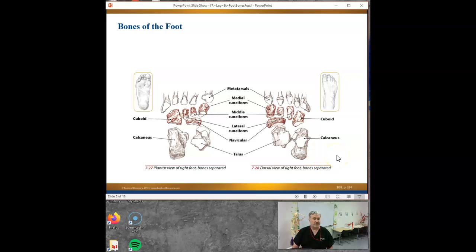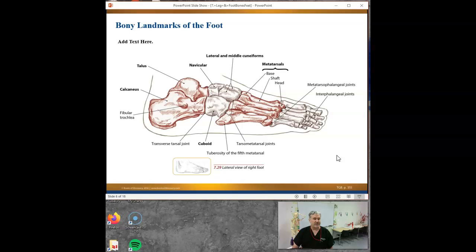Here's a cute picture of them all broken in pieces that I don't think really does you a lot of good. Later, we will study the tuberosity of the fifth metatarsal. This is on the side of your foot, on the lateral side.